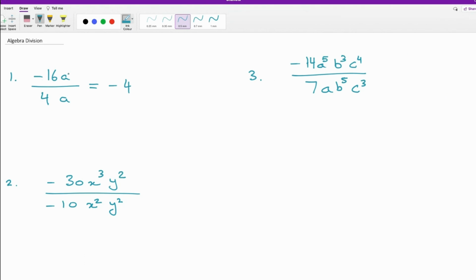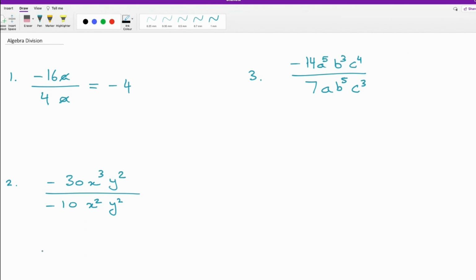So we have just an A on the top, just an A on the bottom, they both get cancelled out to equal 1. And ultimately our answer is negative 4. Let's move on to question 2. In question 2, let's use the same process again.